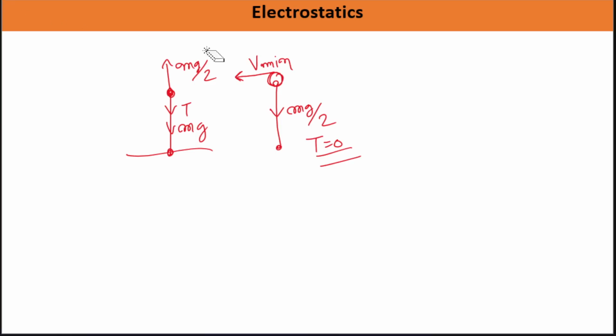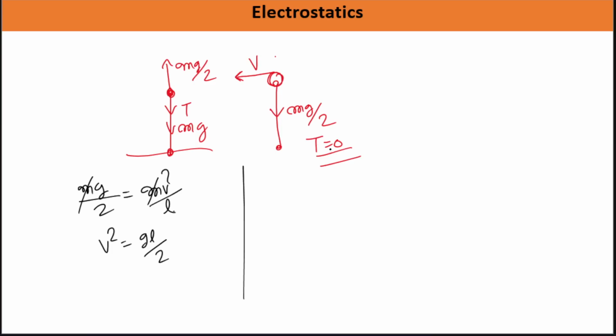So at the top, let us say the velocity left is v. Now what we can do is, here this mg by 2 force is getting consumed in providing centripetal force. So you will write that mg by 2 is equal to mv square by l. So that is l. m will get cancelled and v square is equal to gl by 2.